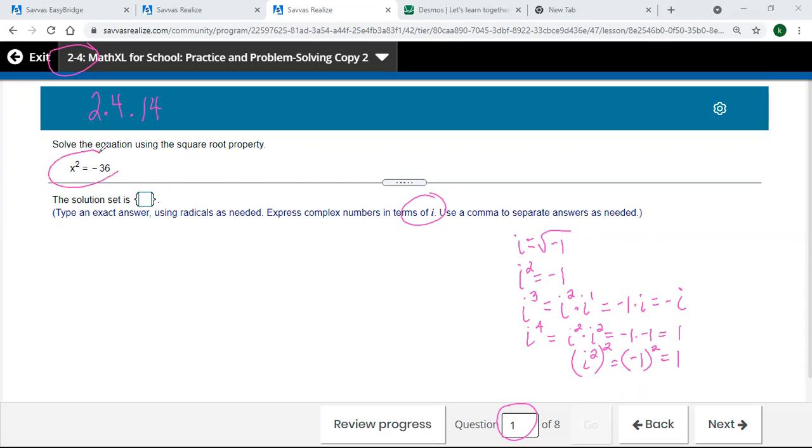So back to our original problem, x squared equals -36. And when you square root both sides to undo the squared, that'll give you a plain x.